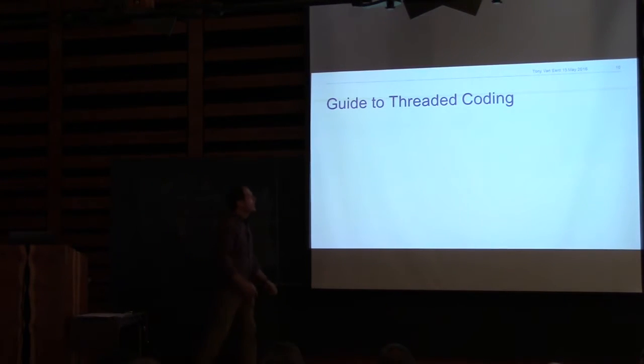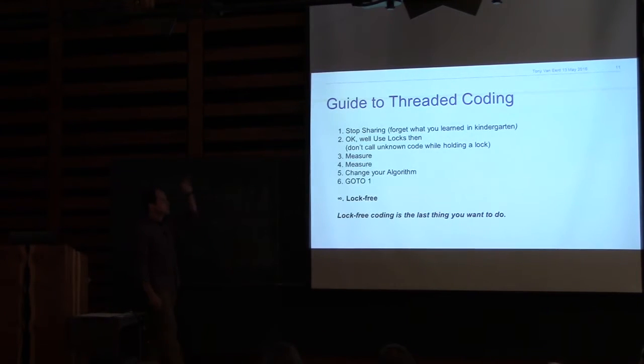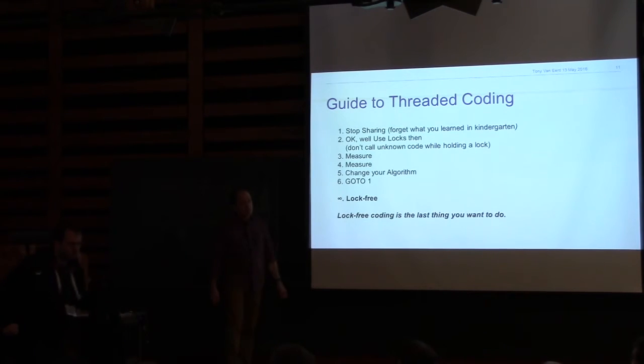Okay, I always put this up when I start my talks. If you're doing threading, just don't share data, and if you have to share data, use locks, okay? But step one, just don't share data. Make a copy of your data, put the copy on a separate thread. My other talk this week was about don't call unknown code when you're holding a lock, like a virtual function or a standard function. You don't know what it's going to do, because it's going to grab another lock and you're going to end up deadlocking. And then measure your code and then measure it again, because measuring is hard and your first measurement was wrong. And then change your algorithm, probably by going back to one and stop sharing so much.